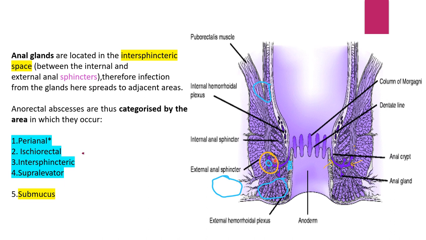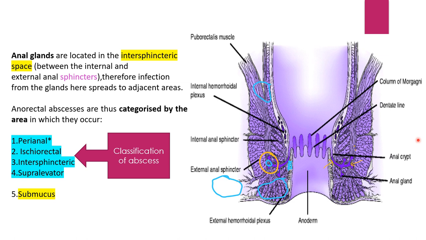From here, this intersphincteric abscess can spread downwards to the surface, and this is the external sphincteric area, and this is known as the perianal abscess or superficial abscess. Then you have the ischiorectal abscess here, the supralevator abscess, and your submucous abscess. And the classification of these abscesses is as shown here.